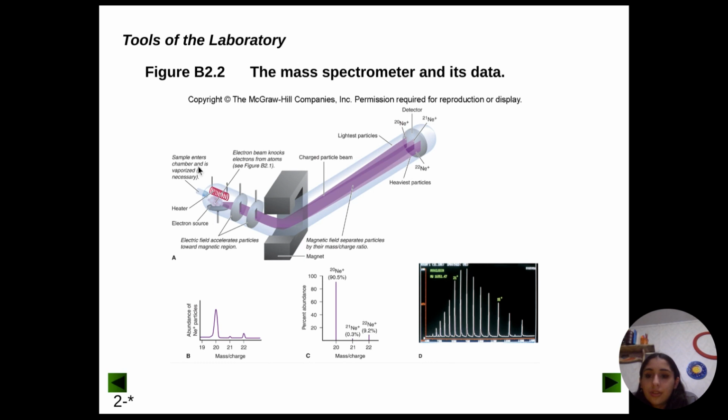So here the sample enters the chamber and it's vaporized. The electron beam, which is our high energy electron, knocks the electrons from the neon atom. My bad. And then the electric field accelerates the particles towards the magnetic region. So here's the charged particle beam. It separates the lightest particles and the heaviest particles, and we end up with our isotopes. And here are some readings on them. You see this plus. So we have a positive charge to our isotope because we've lost an electron.